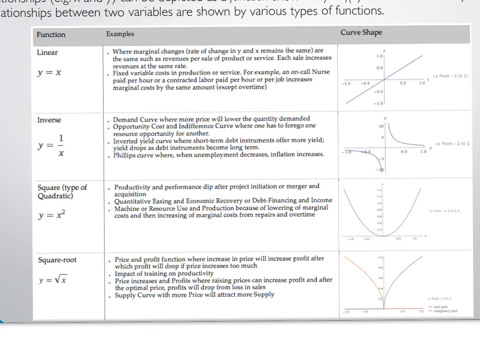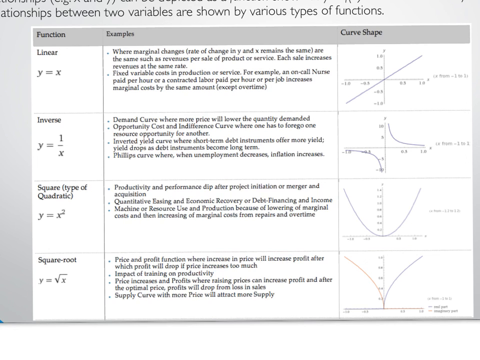Then, of course, you've got something like a square, which is a type of quadratic relationship, where y is equal to x squared. So productivity and performance dip after, and this is how the structure looks. So productivity and performance dip after project initiation or merger and acquisition, and then rise again.